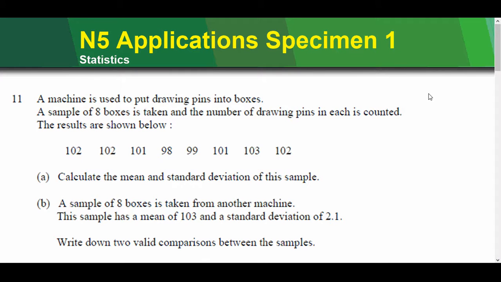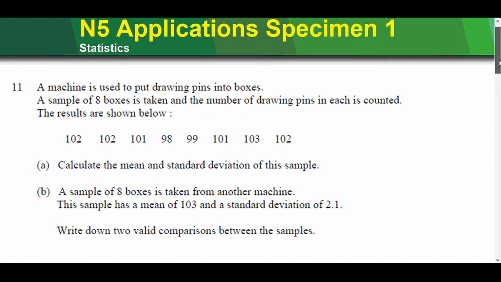Hi there, in this lesson we're looking at National 5 Applications Specimen 1, questions 11 and 12, basically the statistics questions. Okay, let's look at question 11.